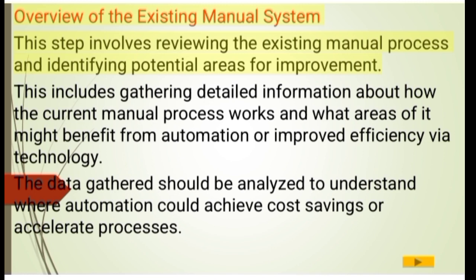This step involves reviewing the existing manual process and identifying potential areas for improvement. This includes gathering detailed information about how the current manual process works and what areas of it might benefit from automation or improved efficiency via technology. The data gathered should be analyzed to understand where automation could achieve cost savings or accelerate processes.